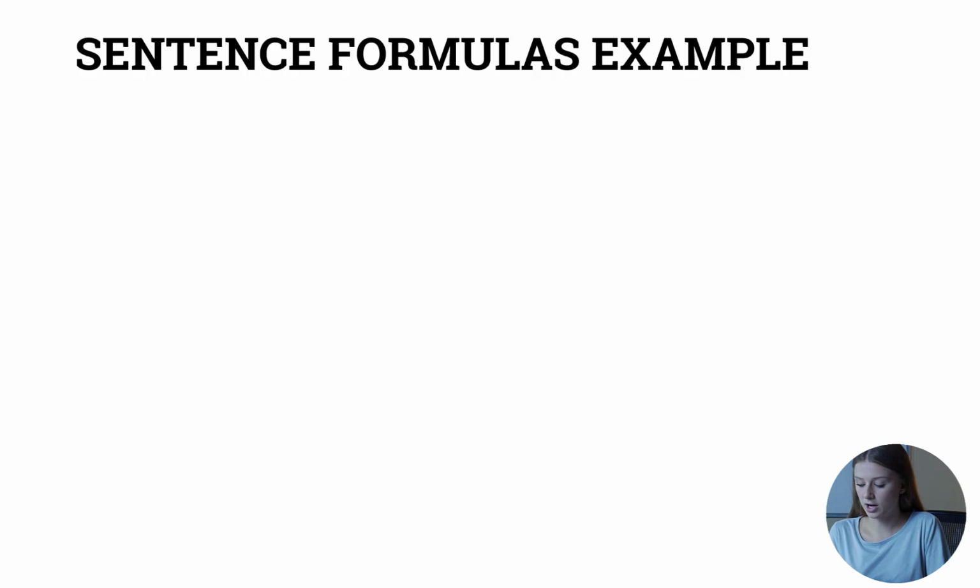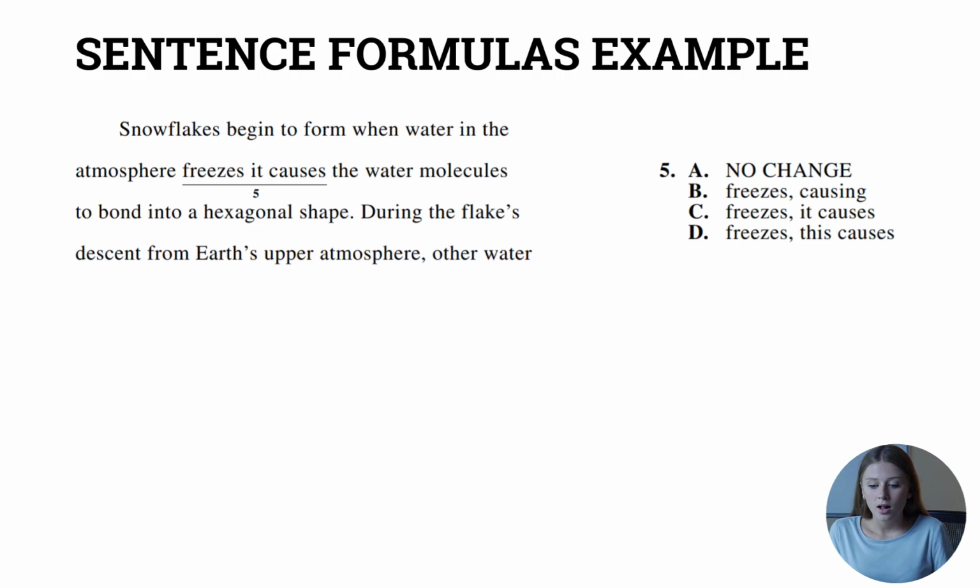So let's look at some actual examples from the ACT. This first one: snowflakes begin to form when water in the atmosphere freezes. It causes the water molecules to bond in a hexagonal shape. Immediately, I see this as problematic because we have two independent clauses, but they aren't joined correctly by a comma and conjunction. So it's not going to be no change.